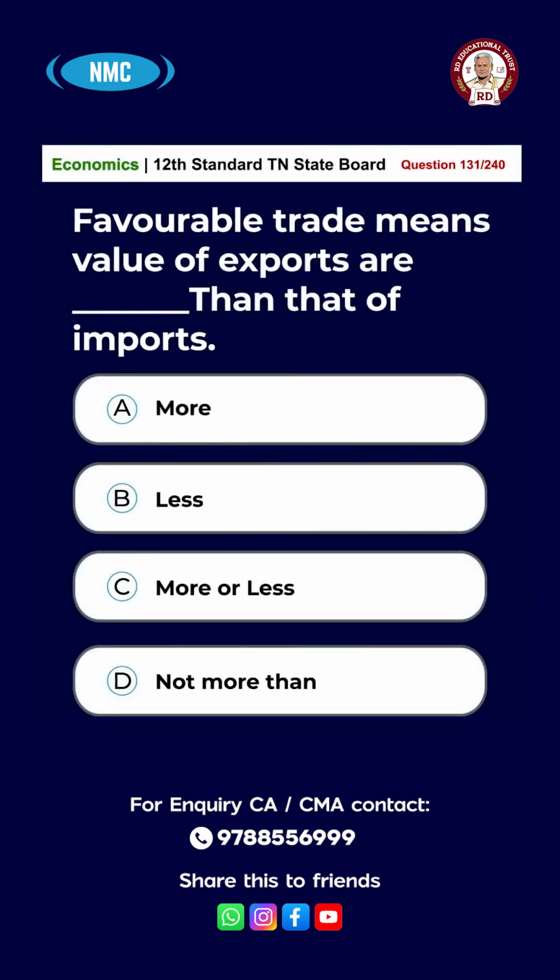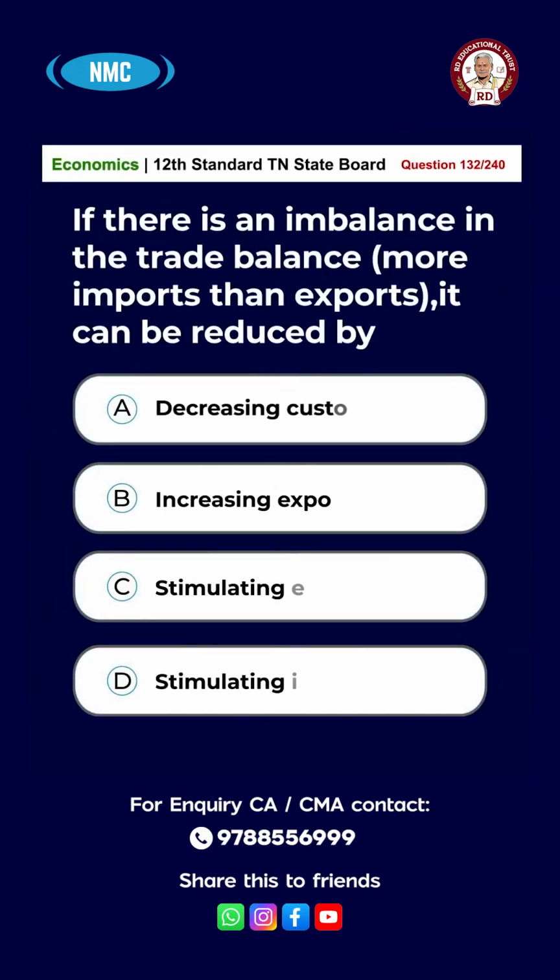Question number 131. Favorable trade means value of exports are dash than the value of imports. A. More, B. Less, C. More or less, D. Not more than. The answer is option A. More.